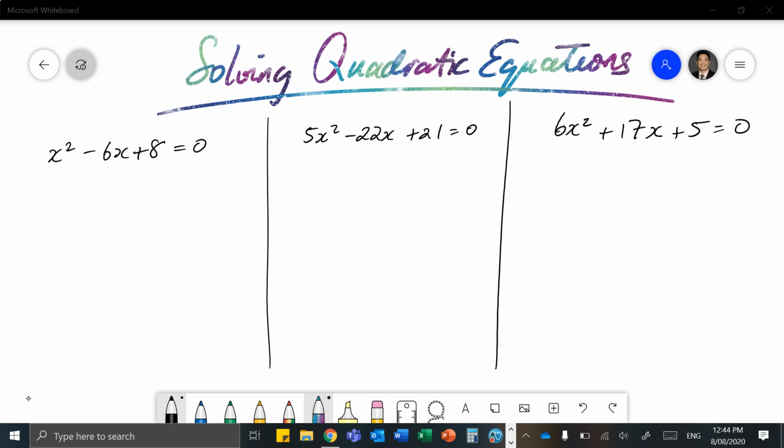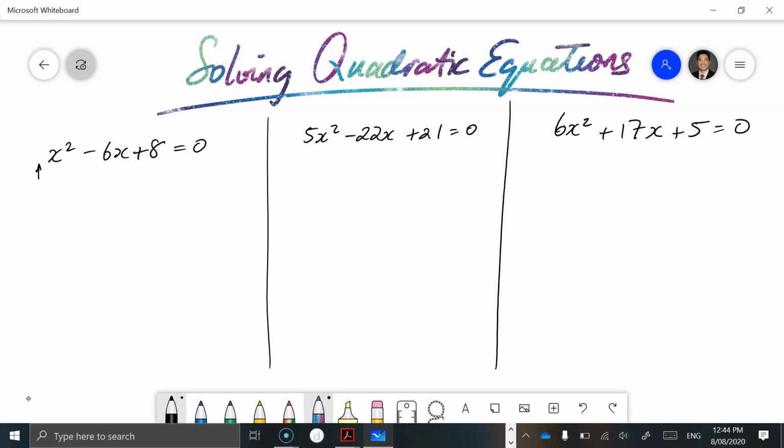Looking at this one, we have a monic expression. The coefficient of x squared is just 1. So immediately I want to look at factors of 8 that add up to -6. In this case, we have -2 and -4. So I can say that x minus 4 and then x minus 2 equals 0. That's going to be my factorized form.